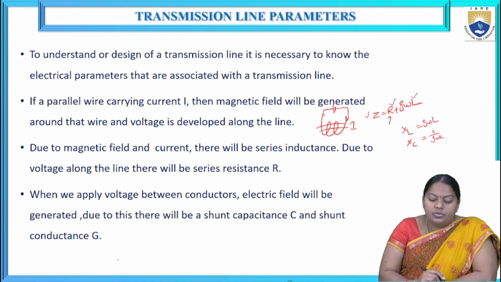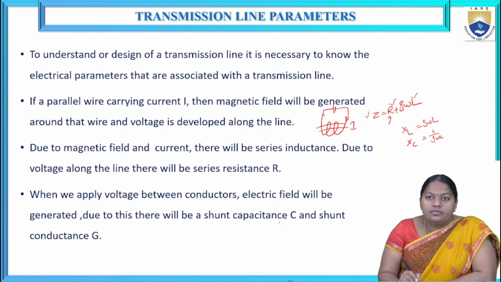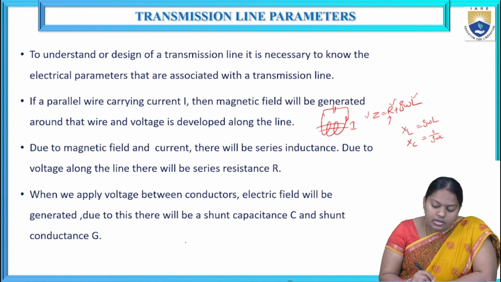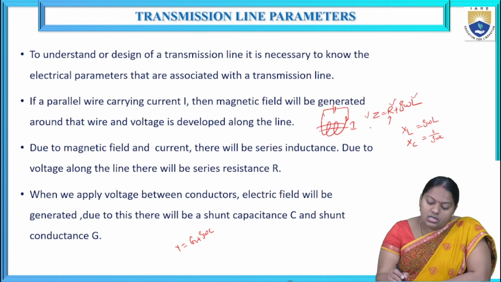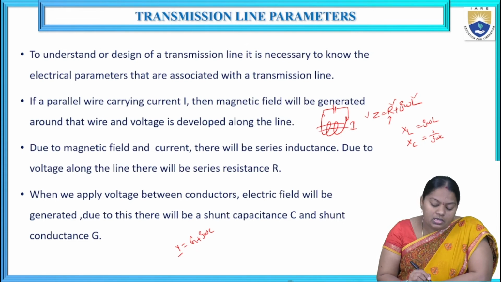Next, when we apply voltage between two conductors, an electric field will be generated. Due to this, there will be a shunt capacitance C and a shunt conductance G. From these two, we can write the admittance Y is equal to G plus j omega C. We consider impedance in one case and admittance in the other because the conductance and the capacitance are both connected in the circuit in a shunt manner.